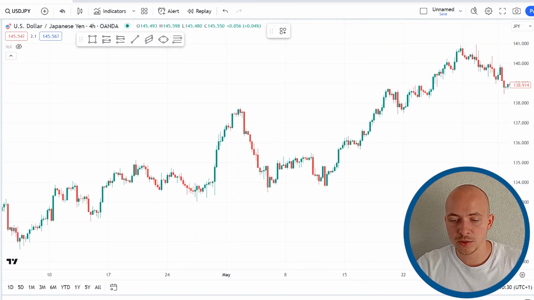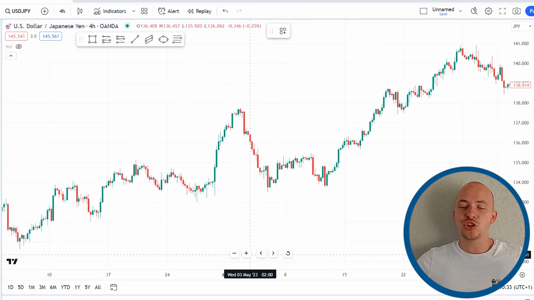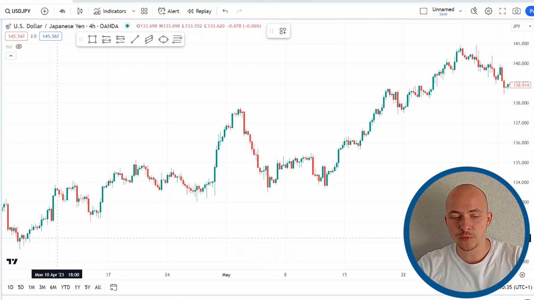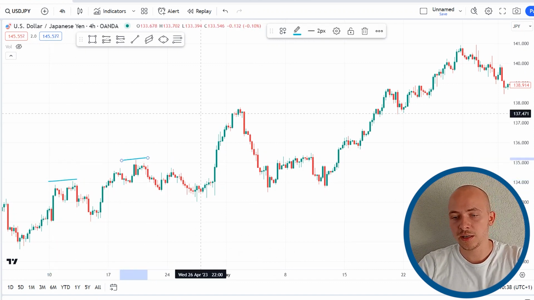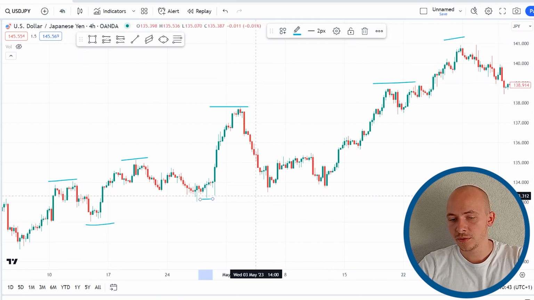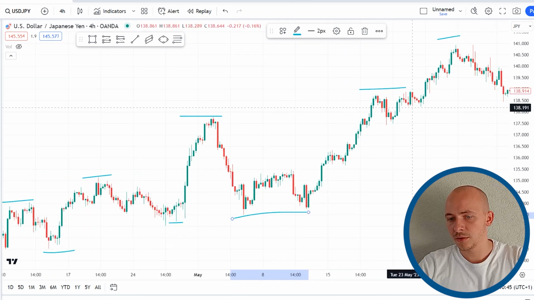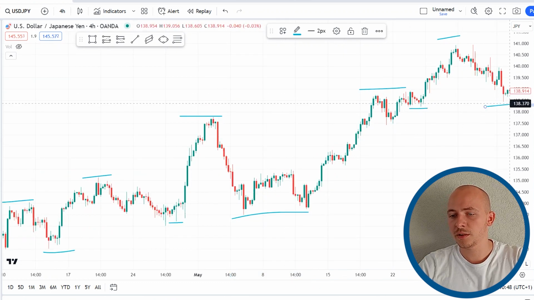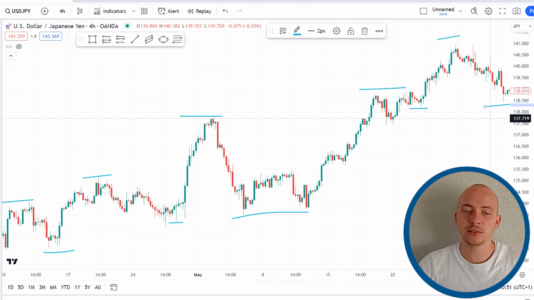So the first example is gonna be USD against Japanese yen, 4 hours time frame. And what we can see is that the chart is going uptrend, and we are looking for what? Higher highs, higher highs, higher highs, and higher lows. As you can see, to find higher highs and higher lows, it's not that hard. And when we have that information, what are we doing? We are looking for long-term trades.